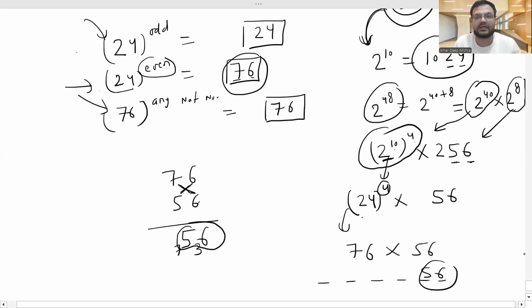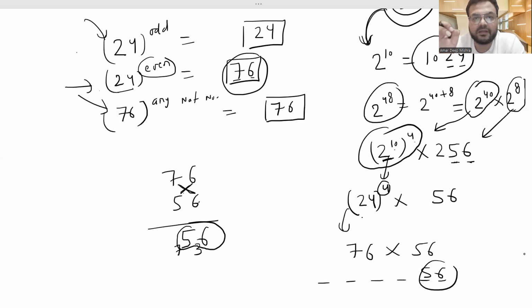So our main concern is that if we see any even number, we will try to convert the even number in the form of what? In the form of 2 power 10. Okay, in the form of 2 power 10. Let me give you one more example that will make things easier for you.